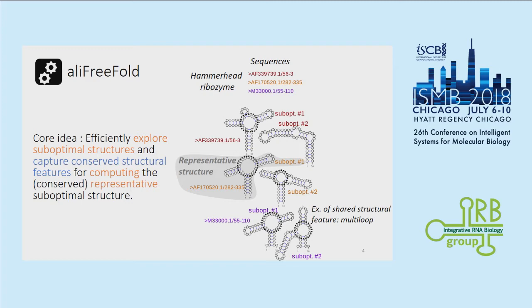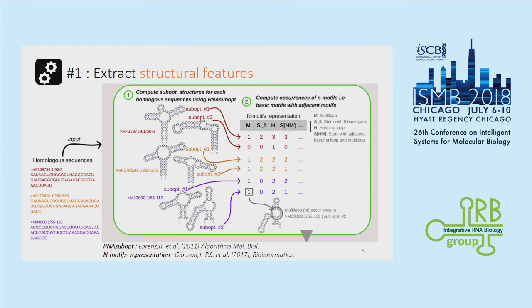I will then get into some details. As input, we have a set of homologous sequences. We use in our framework RNAsubopt to generate the set of suboptimal structures. And using those suboptimal structures, for each of them, we compute a vector of occurring motifs. So here, as an example, for the motif M, the multi-loop, we can see that the majority of the suboptimal structures have an occurrence of one, the multi-loop occurs once in the majority of those suboptimal structures.